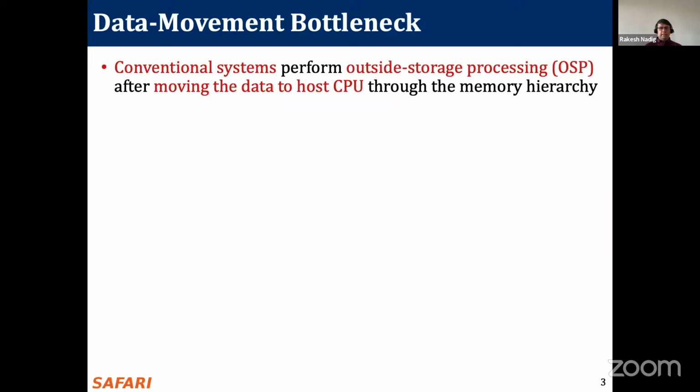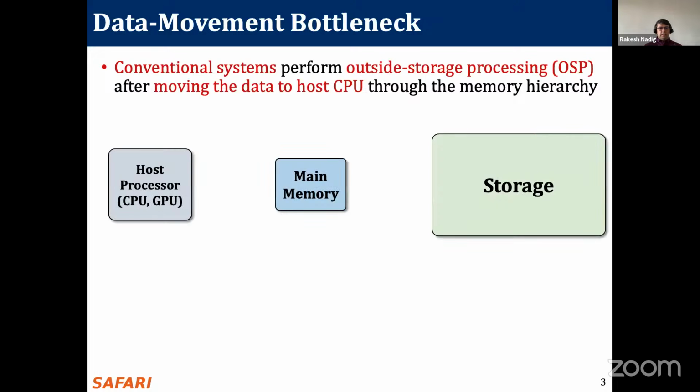So what is this data movement bottleneck that I am telling you about all the time? We look at how these operations are performed on a typical system, which we call outside storage processing. In this system we have a host processor, which is a CPU or a GPU, and then we have the main memory and the storage system. These are connected using the different interconnects that we use in our typical system.